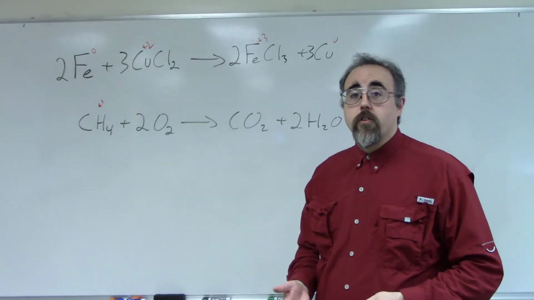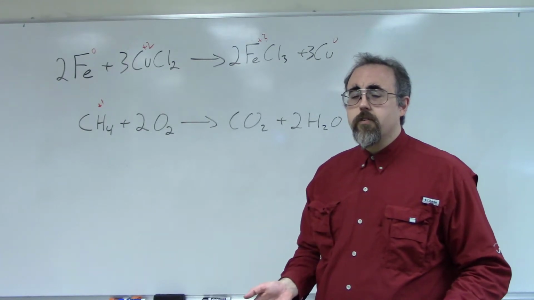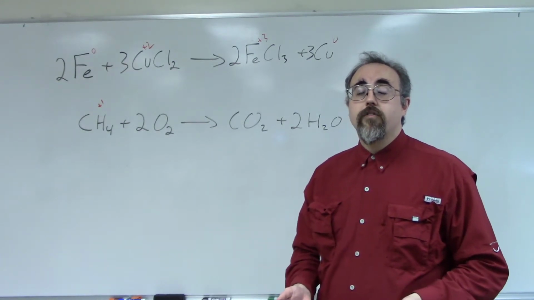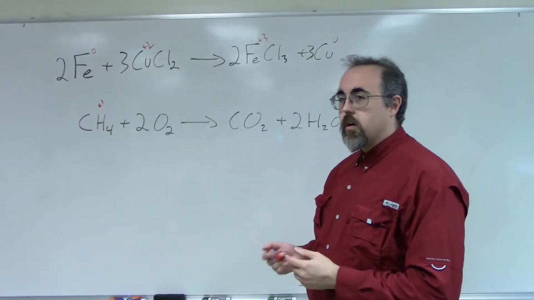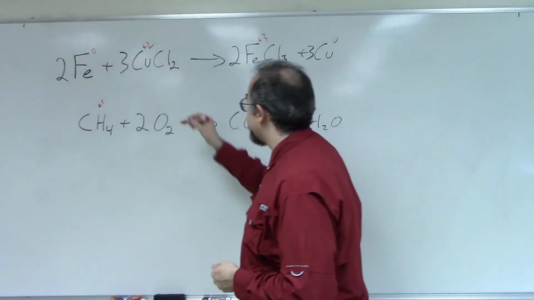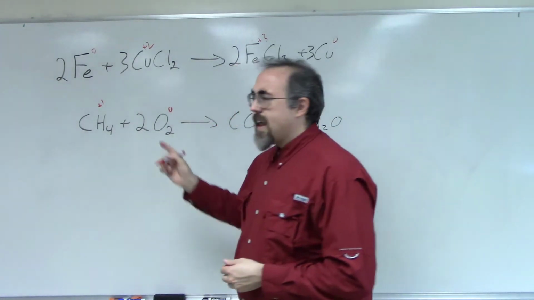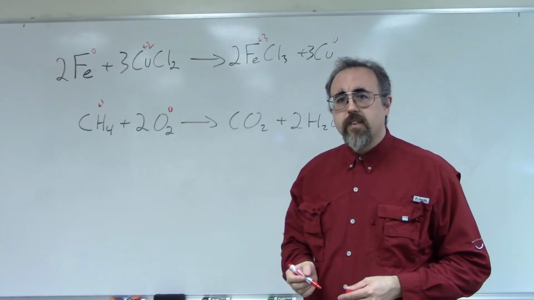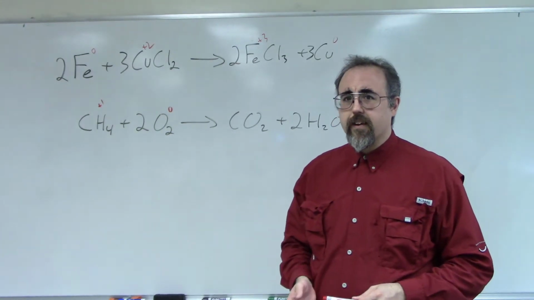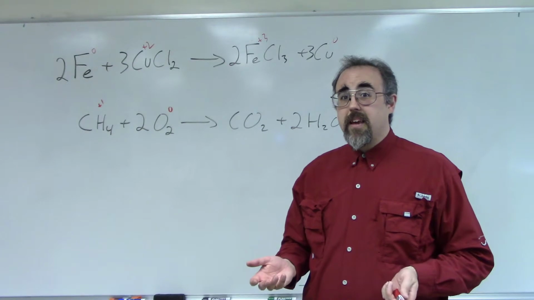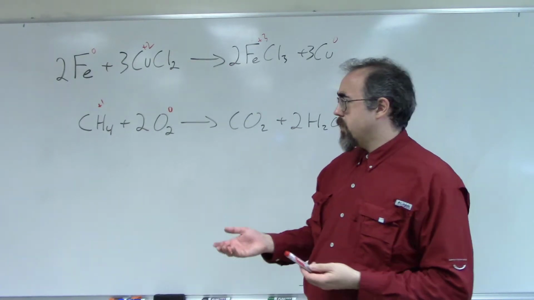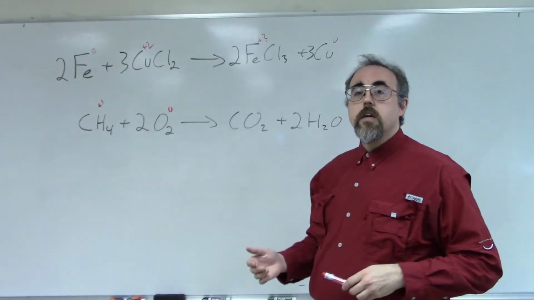Oxygen is in its elemental form. Whenever you're in your elemental form, you assume you have an oxidation number of 0. You're sharing equally with yourself. Now, the quick question is, what is carbon? Carbon can be quite a few different things. It can be in its elemental form, and thus 0, but it's not.